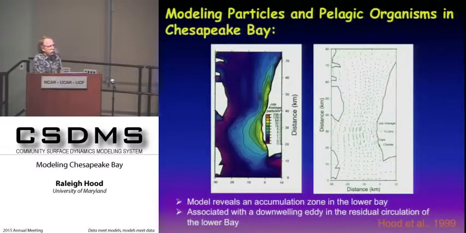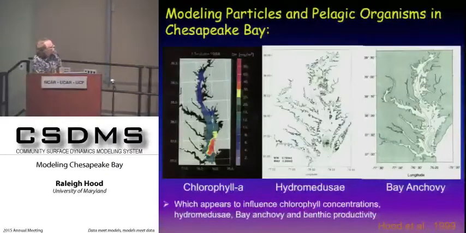And it turned out that when we started looking at it, I was involved in a big survey project at that time called the TIES project. They were measuring everything they could over the entire Chesapeake biologically. And it turned out that when you started looking at some of the other biogeochemical and biological fields, this residual feature that we revealed by the model shows up rather strikingly in some of the biological fields.